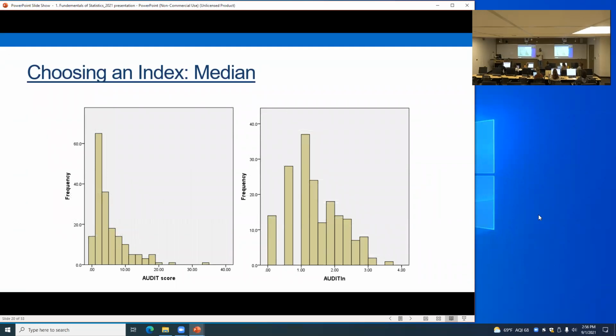So here are AUDIT scores. This is the alcohol measure that we generally find to be skewed, right? If I take a look at my raw scores here, I have a median of 3, okay? But if I run a natural log transform on those scores, basically taking the natural log of every single score and then replotting that distribution, I get a median of 1.1.